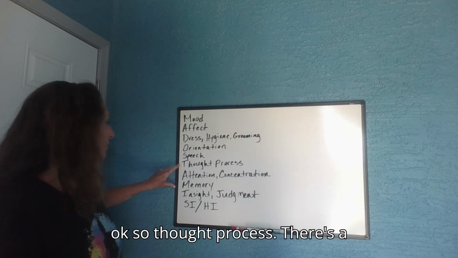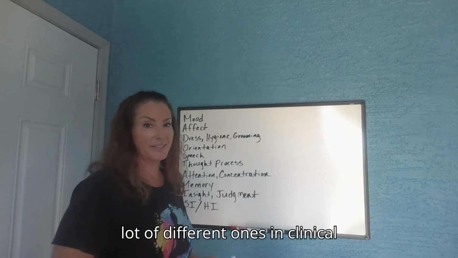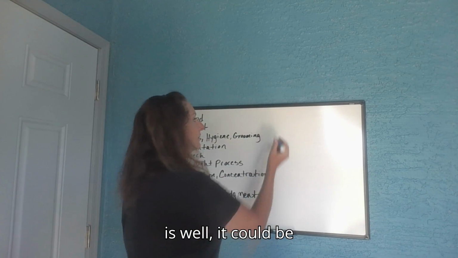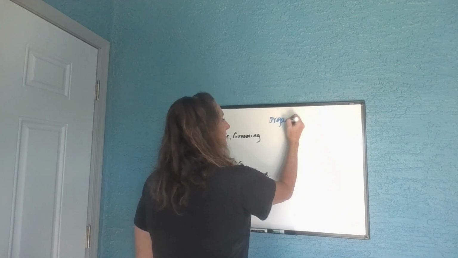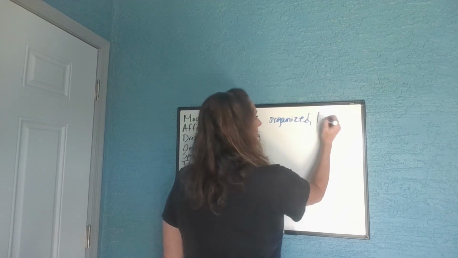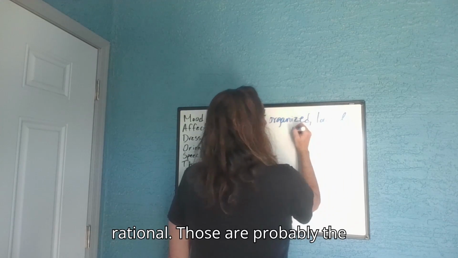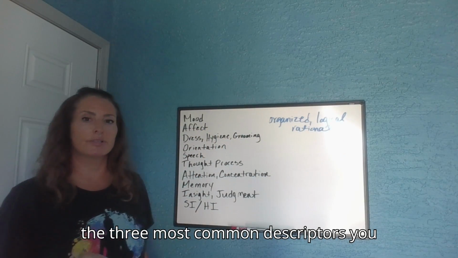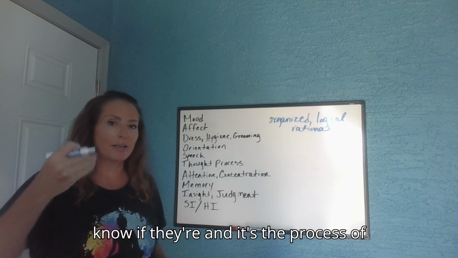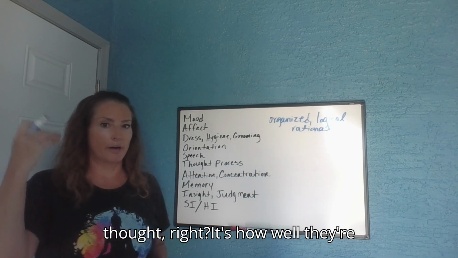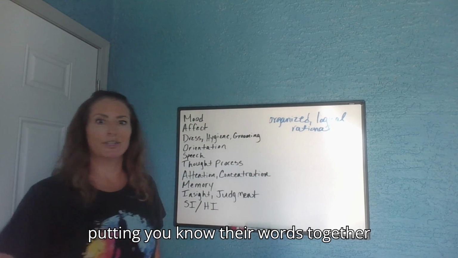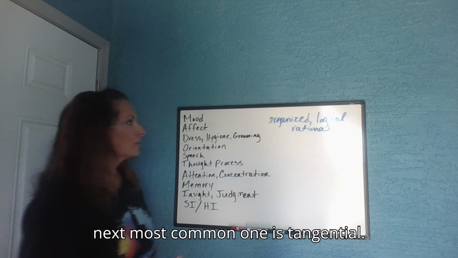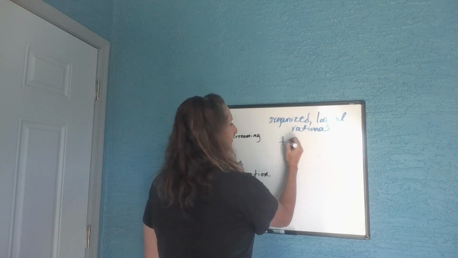Okay, so thought process. There are a lot of different ones in clinical terminology here. Thought process, if all is well, it could be organized, logical, rational. Those are probably the three most common descriptors. It's the process of thought, right? It's how well they're putting their words together to produce thought. Okay, so the next most common one is tangential.